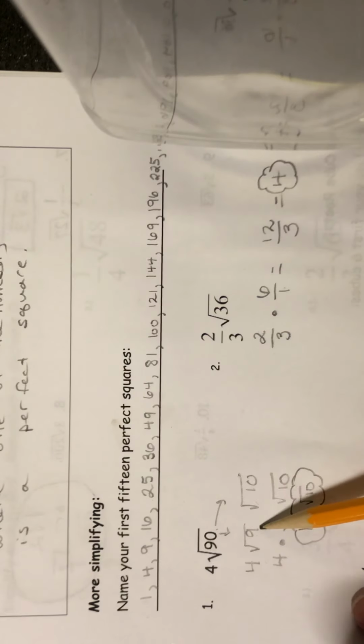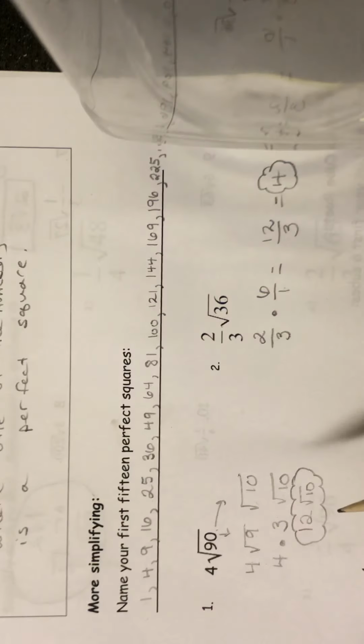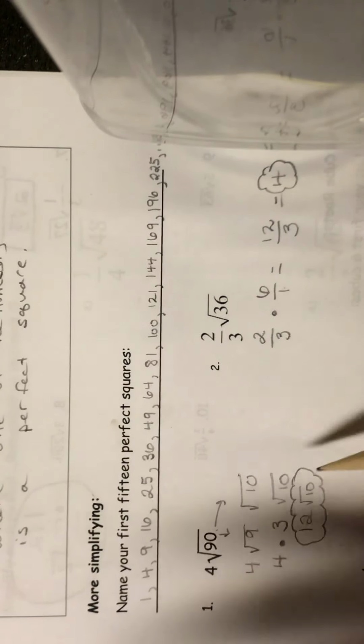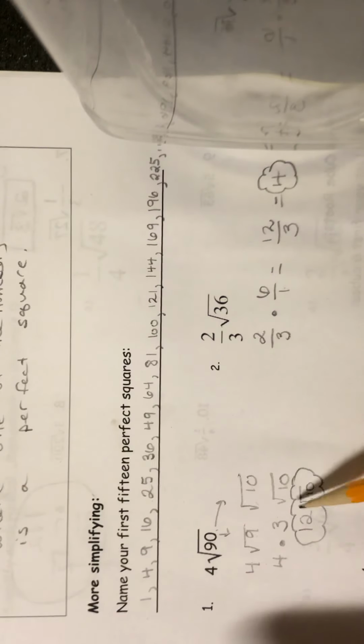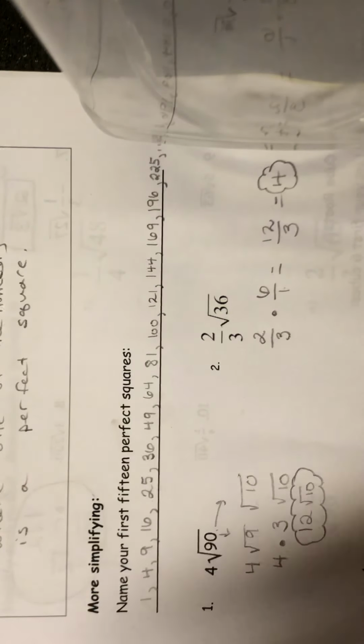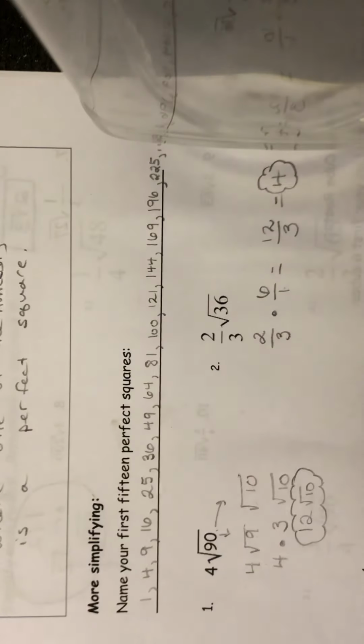Now keep in mind the square root of 9 is 3. So that 4 times 3, those are rational numbers. Those are outside. They're like multiplying integers. 4 times 3 is 12. The square root of 10 stays behind. The square root sign stays, because remember, the square root of 10 is an irrational number.